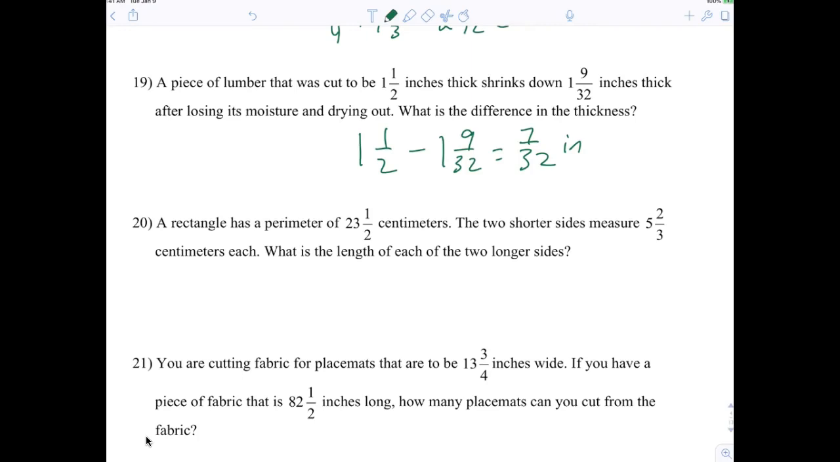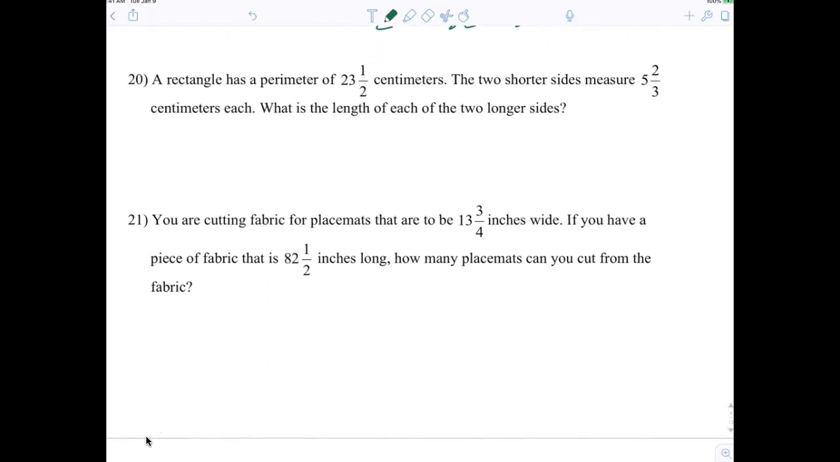All right, so let's talk about number 20. Tremble, tell me, read it. A rectangle has a perimeter of 23 and a half centimeters, two sides are 5 2/3. All right, so let's everybody draw a rectangle. I'm missing that side. Does everybody agree?